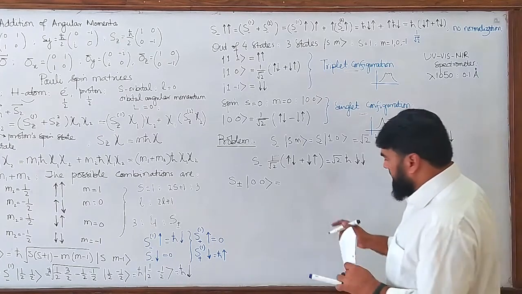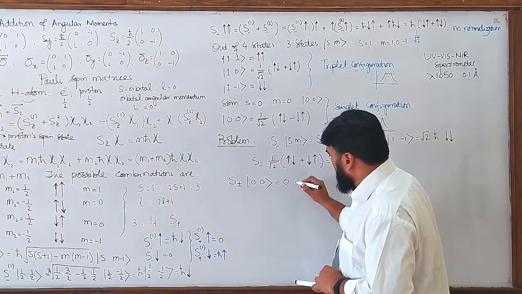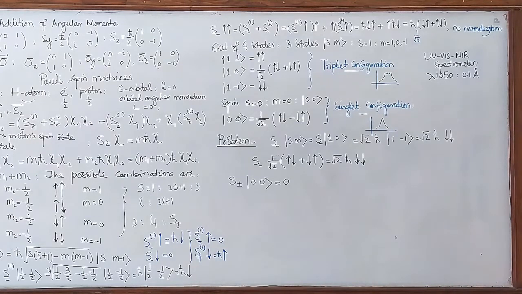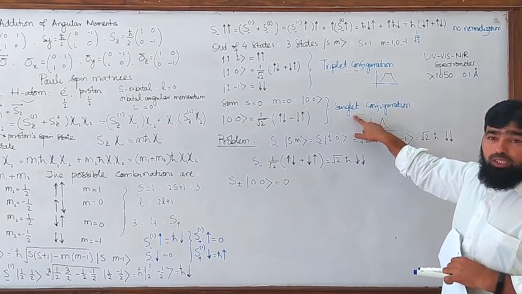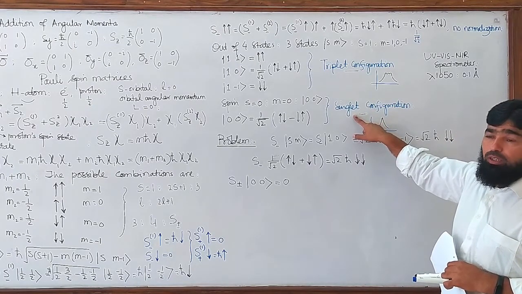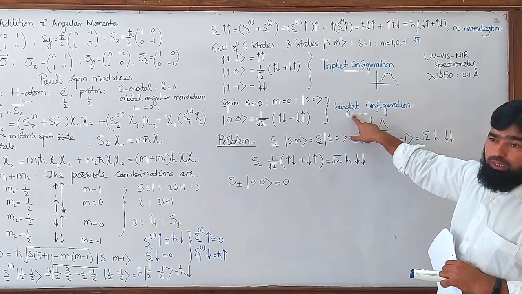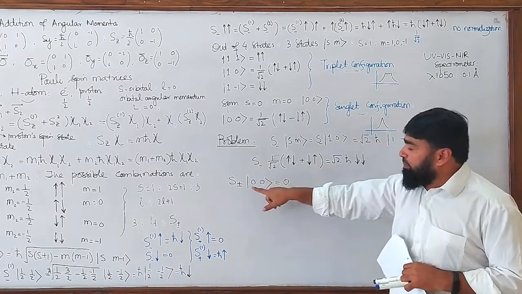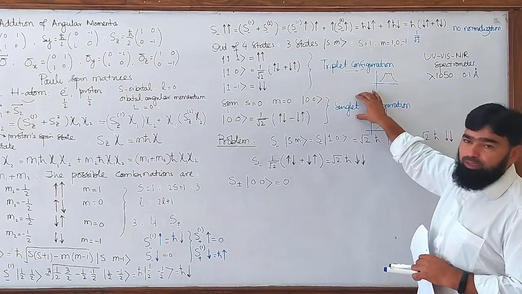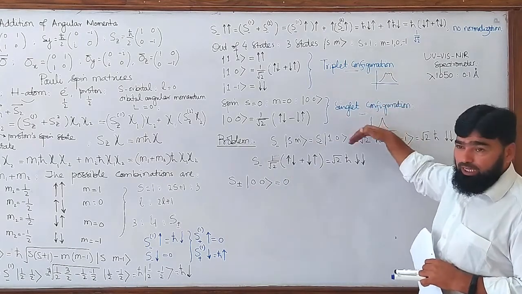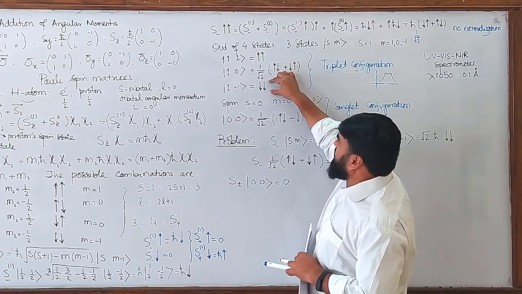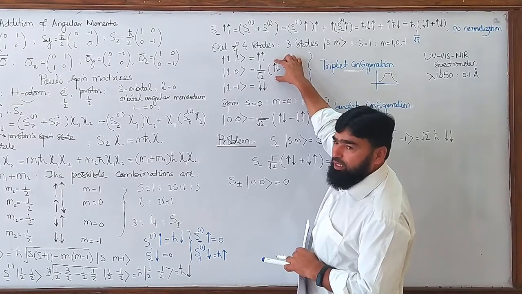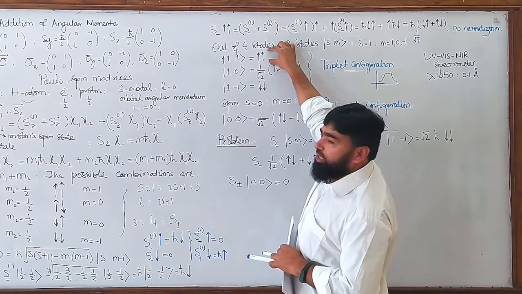You will get 0. Why? Because it's a singlet configuration. In this configuration, there is no other state possible. So you apply S plus on this one, you will be in the same state. There is no further state up or down this one. As you are going with S plus on this, you are going there. With S plus on this, you are going there.